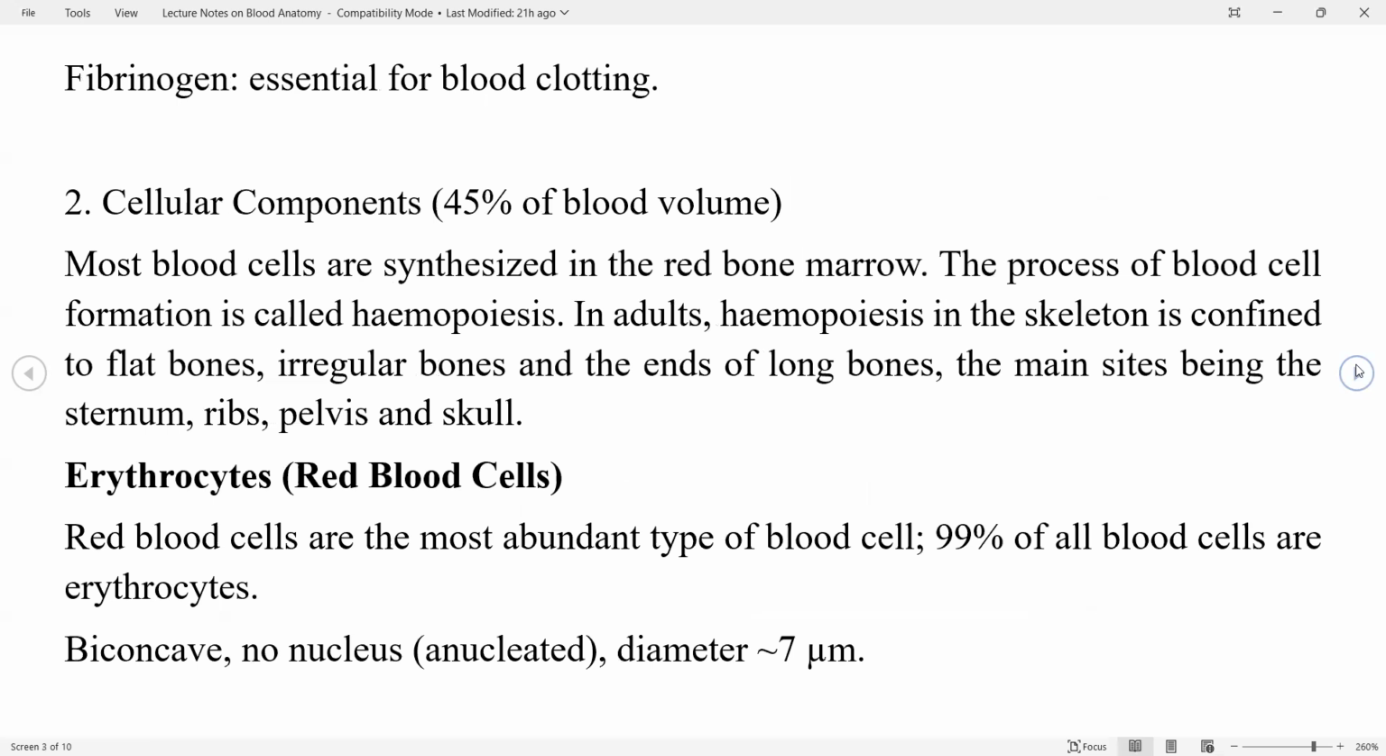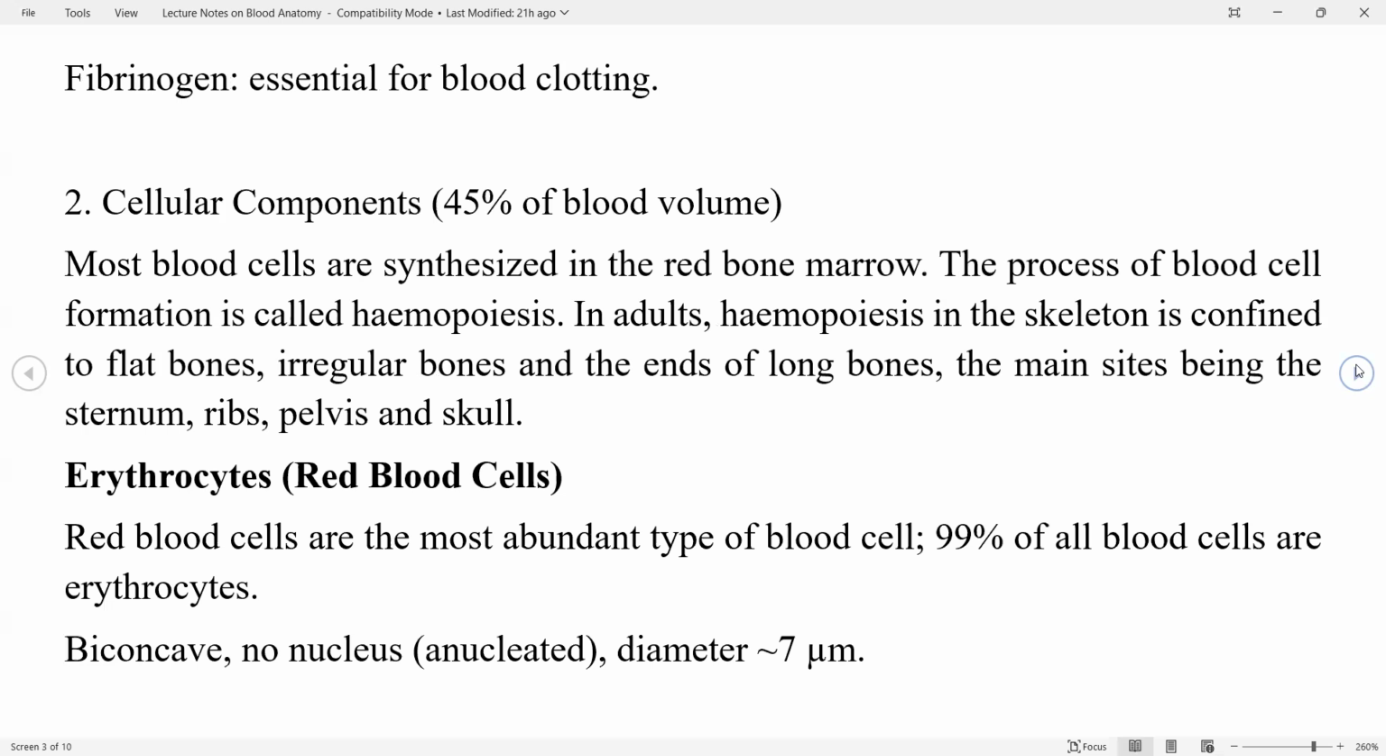So if you do not remember anything about these plasma proteins, know that albumin is responsible for the osmotic pressure of the blood, of the plasma. Then it also transports drugs and some other stuff. Then know that globulins have immune actions, antibody action, immunoglobulins and all that. Then fibrinogen is essential for blood clotting.